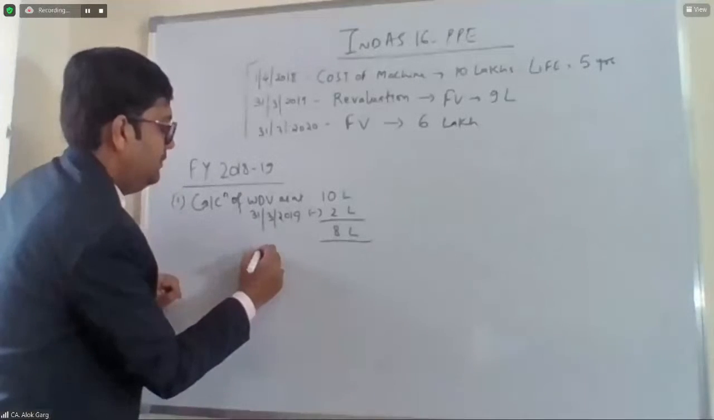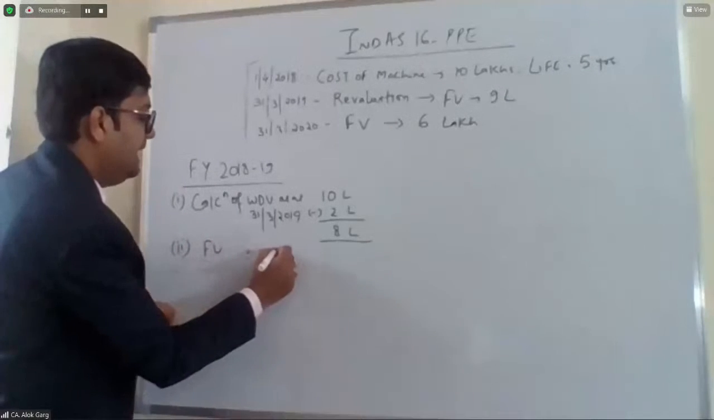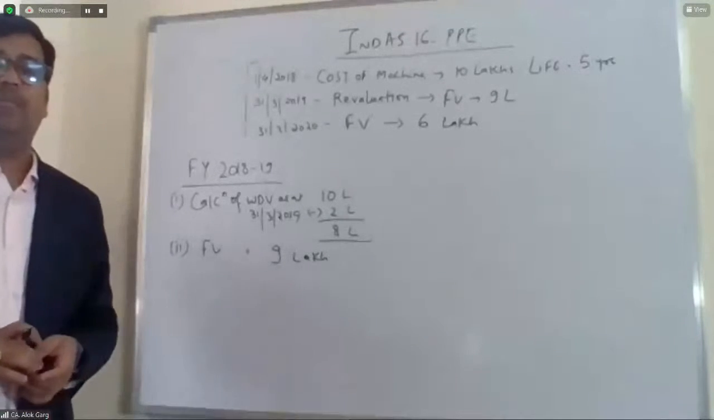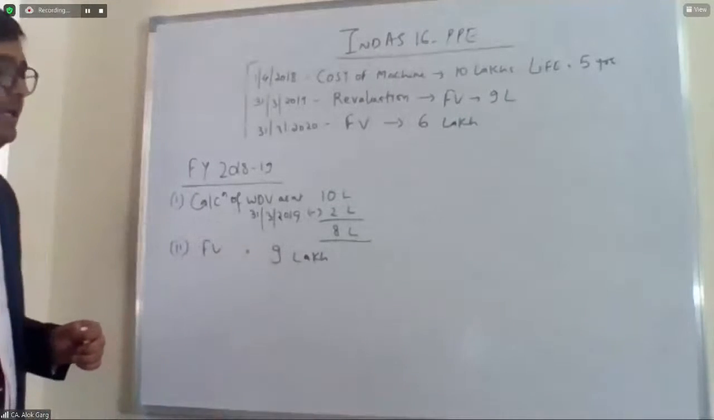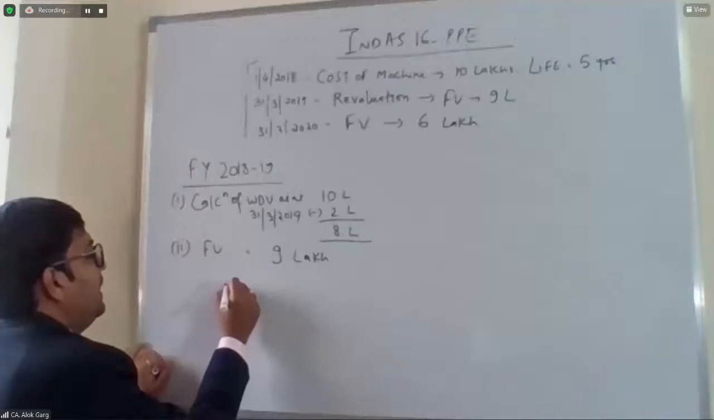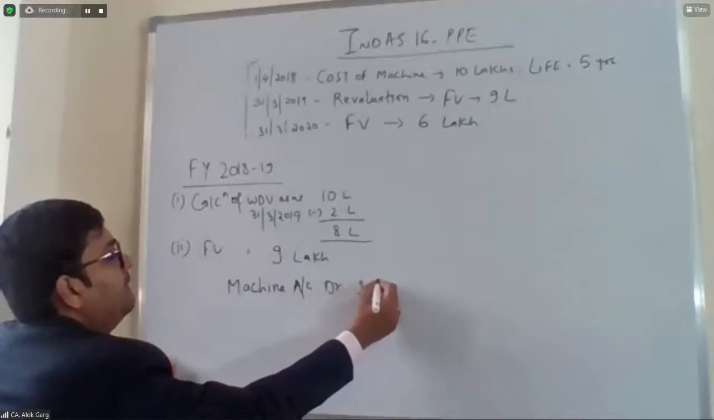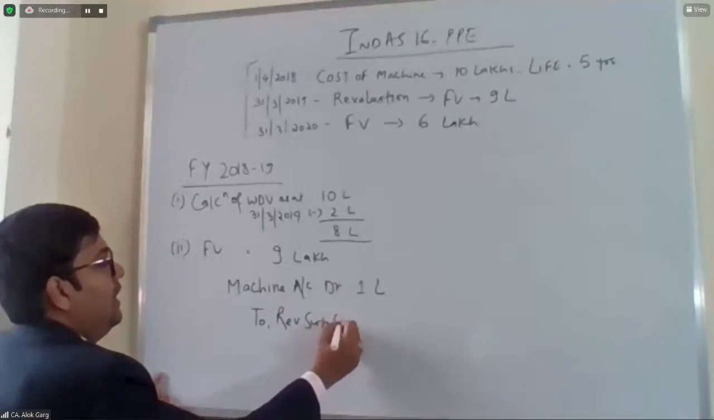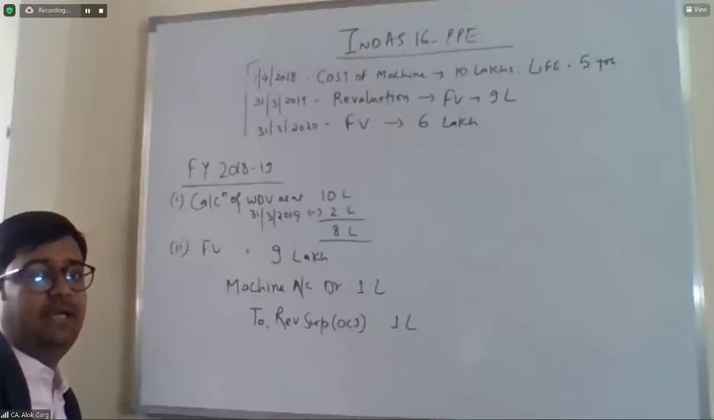So this is the WDV. Now point number 2, what is the fair value? Fair value is 9 lakh. So is it a revaluation increase or decrease? The carrying value is 8 lakh, the revalued amount is 9 lakh, so there is an increase. So what will be the accounting entry? The accounting entry will be machine account debit 1 lakh to revaluation surplus other comprehensive income 1 lakh. This will be the accounting entry.